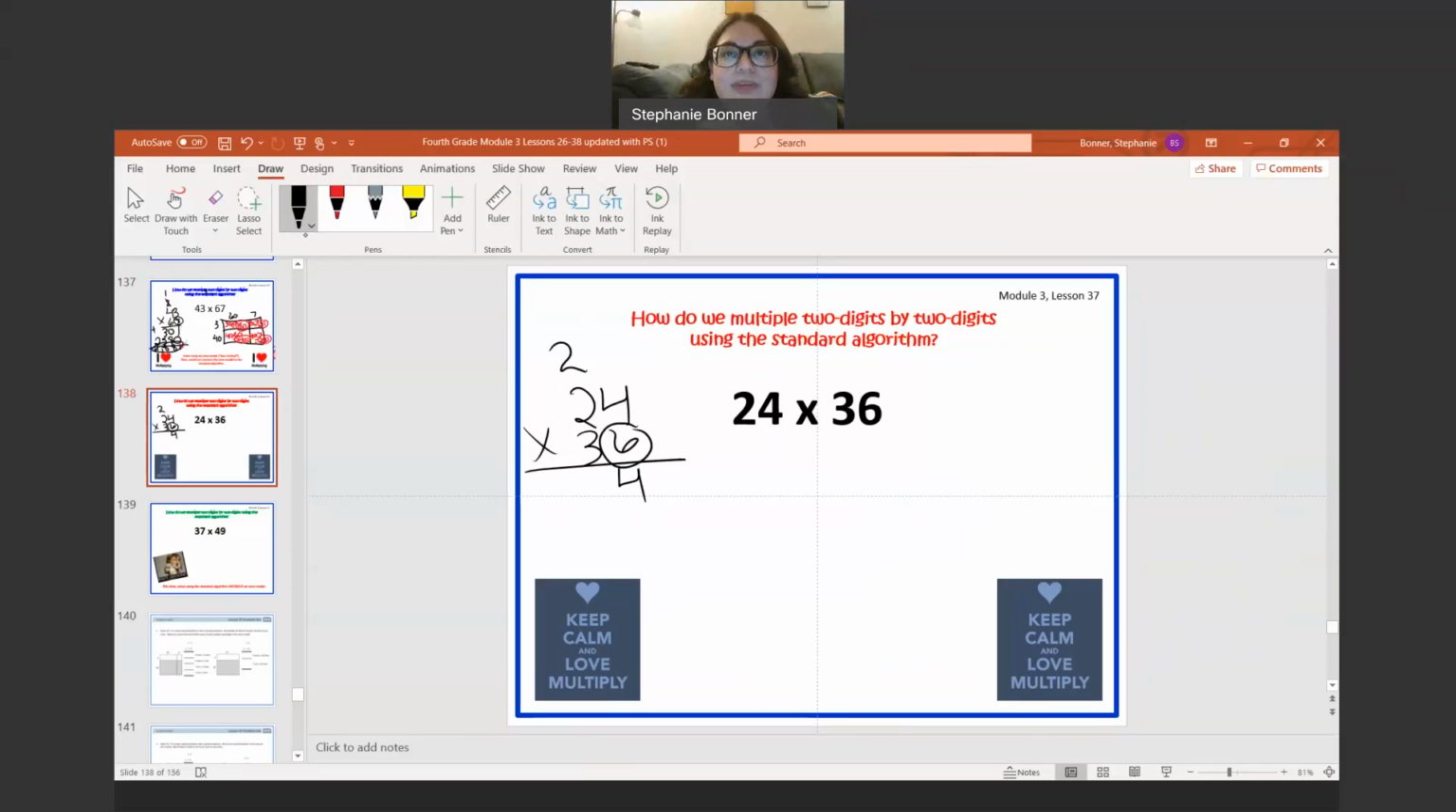And then the 6 is going to go visit what number? The 2. So 6 times 2 is 12. Plus 2 is 14.